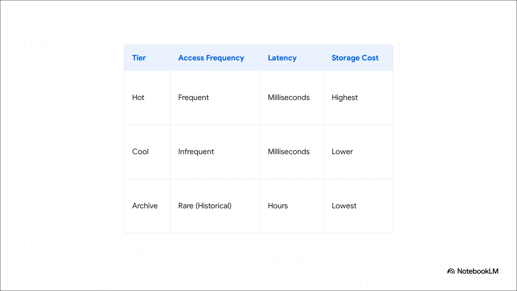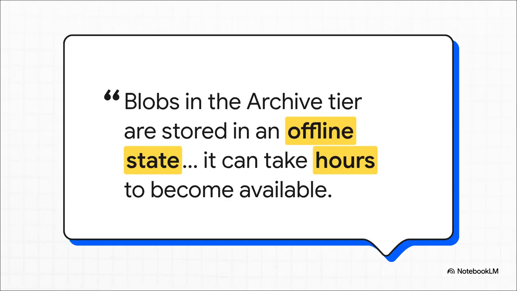And then you have the archive tier. This is for your deep, long-term storage, your historical data. It is incredibly cheap to store, but, and this is a big but, there's a catch. And that catch is time. As the documentation says, data in the archive tier is effectively stored in an offline state. This is not for data you need in a hurry. Getting it back, which is a process called rehydration, can actually take several hours.